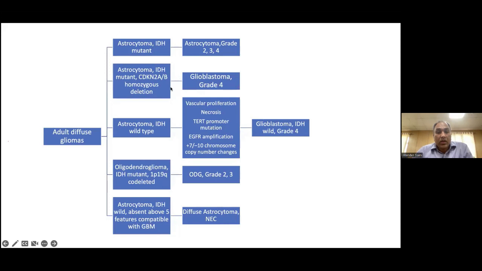oligodendrogliomas, and astrocytomas can be grade 2, 3, 4. They are usually IDH mutant type. If an IDH mutant tumor also has a deletion of CDKN2A/B, then it becomes a glioblastoma. And any astrocytoma with IDH wild type that shows vascular proliferation or necrosis or these genetic modifications, they are all clubbed together as a glioblastoma. And oligodendrogliomas are characterized by IDH mutation and 1p/19q co-deletion. So they are further of grade 2 and 3.